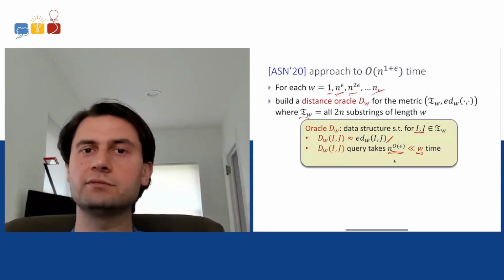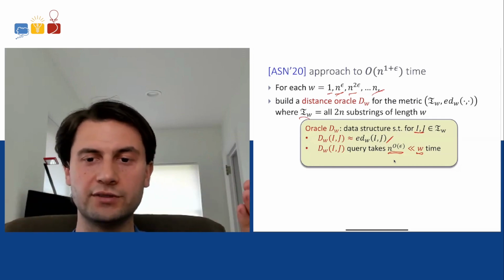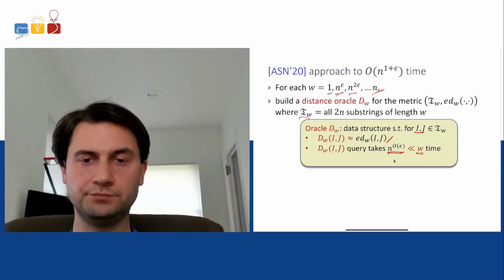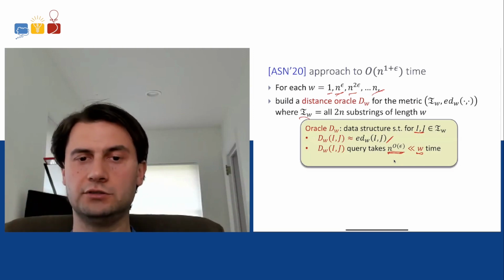Most importantly, this is much smaller than W potentially. W at some moment will be something like 2 to the 10, right? So the query time will be much, much smaller than even the length of the blocks. So this is called a distance oracle.